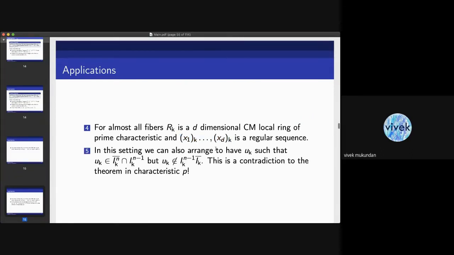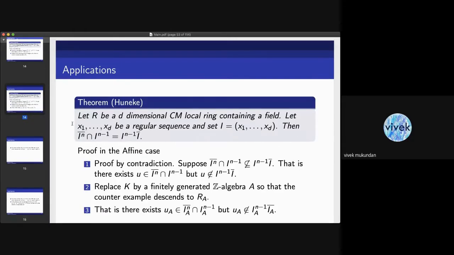But in this setting, you can do something more. You can make sure that certain modules are non-zero also. So you can actually descend the element Uk, that Uk is in the left-hand side but not the right-hand side. And this is a contradiction to a theorem in characteristic P, because Rk is a ring of characteristic P, then these two objects should be equal. So that cannot be true. Therefore, this theorem is actually true even in characteristic 0.